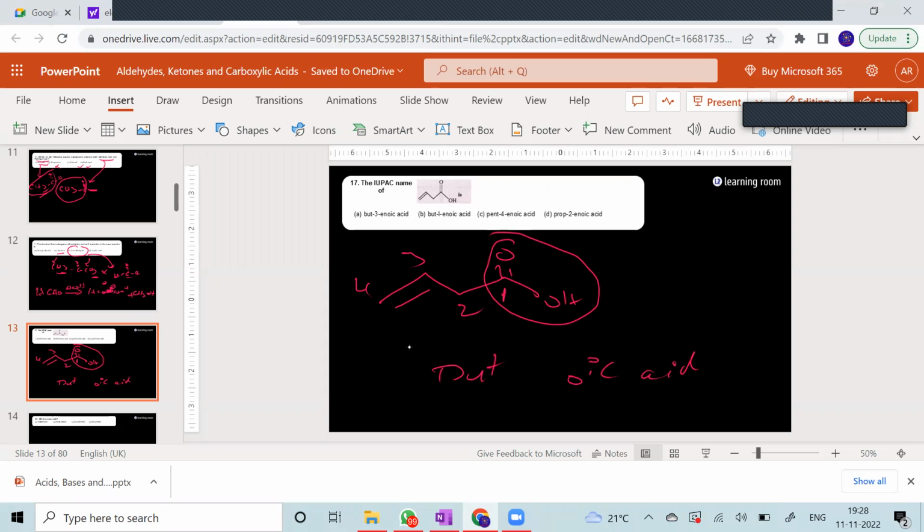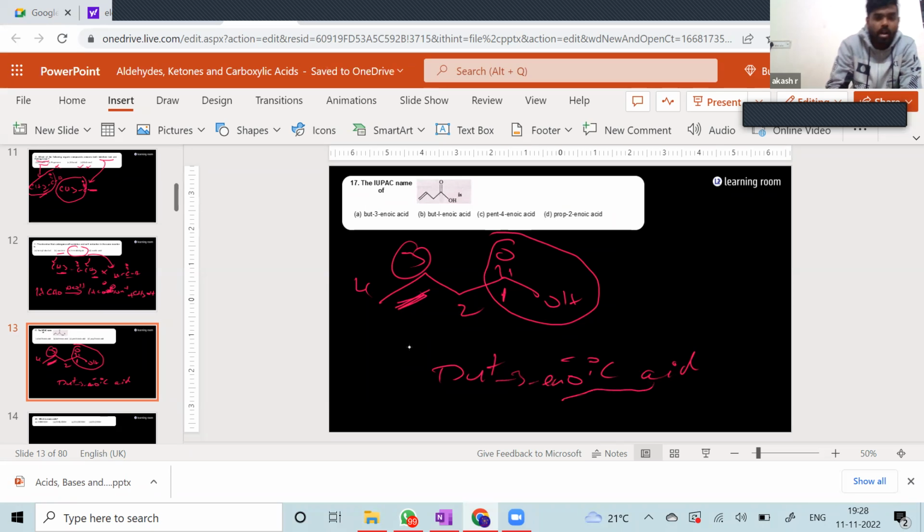Now what you have to understand is 1, 2, 3. The third carbon atom has a double bond also. So you should write it as but-3-en-oic acid. So obviously the first one is going to be the answer. Double bond or COOH, COOH is going to have more priority. So that COOH's carbon is what is going to be numbered 1 and not the other way around.